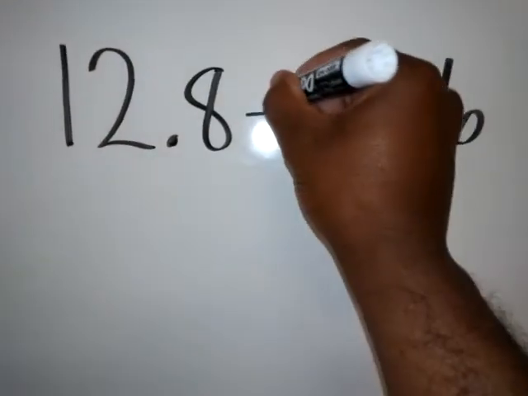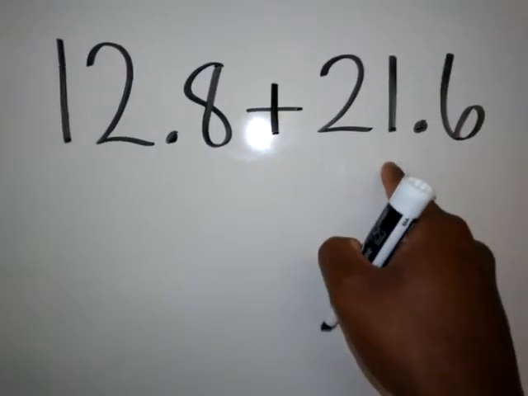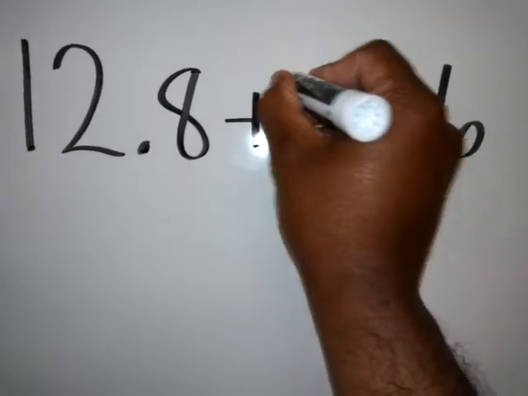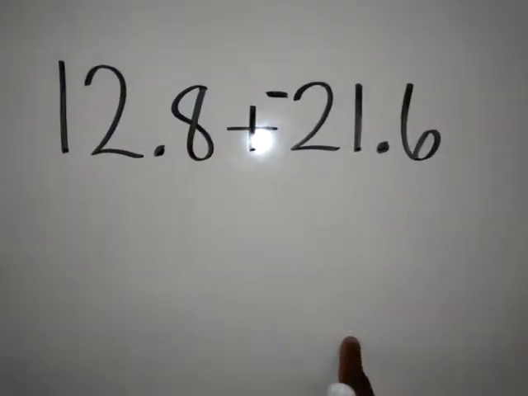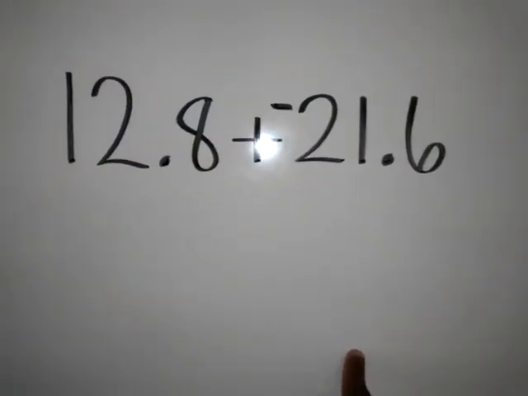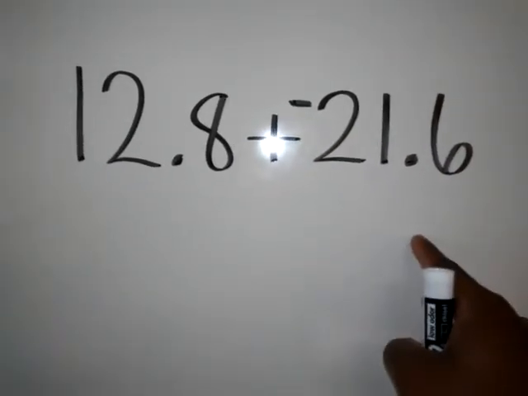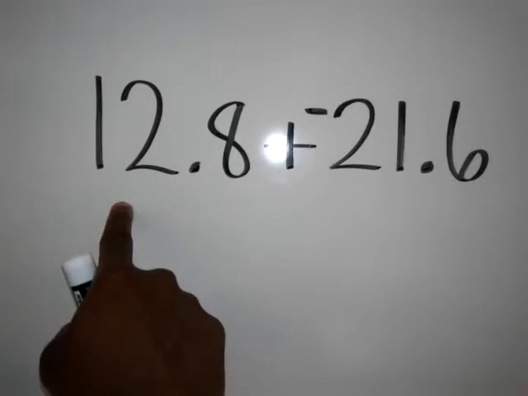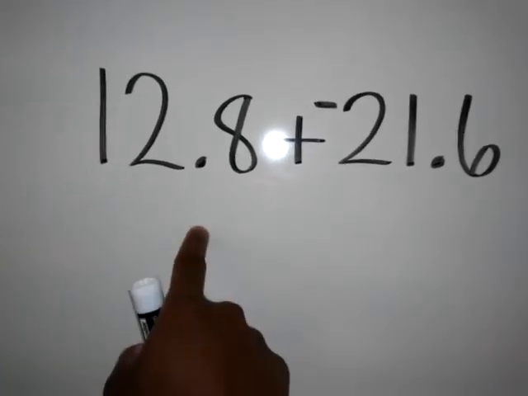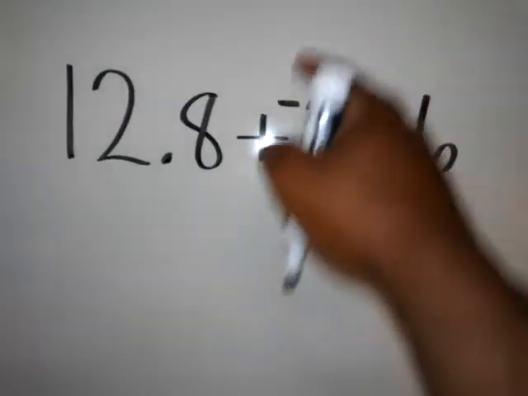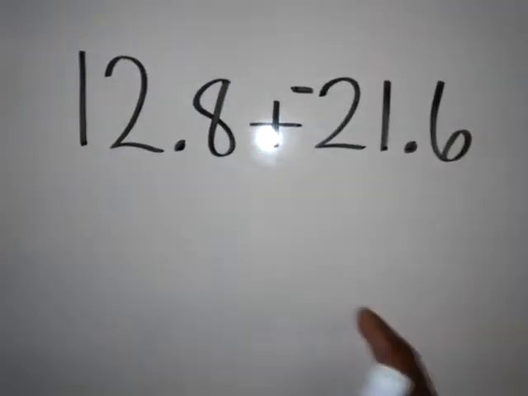We're going to add the opposite of positive 21 6/10, which would be negative 21 6/10. Keep the same scenario with the standard. We have a debt of $21.60. We paid off that debt. We paid a total of $12.80. We still have a debt because this is larger. This has the largest absolute value. Our answer is going to be negative.